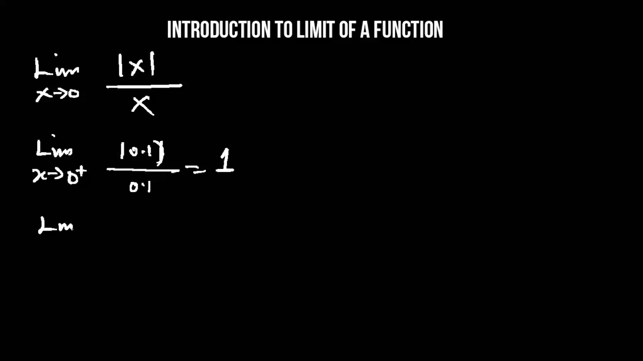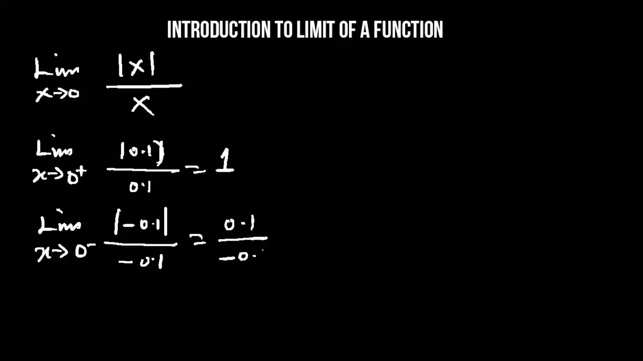So let me say if x is approaching 0 from the negative side, that is from the left hand side, so that means this might probably be negative 0.1. I'm getting this now, divided by negative 0.1. So this is going to give me 0.1 and this one will still remain negative 0.1, and that will make this one to be negative 1.